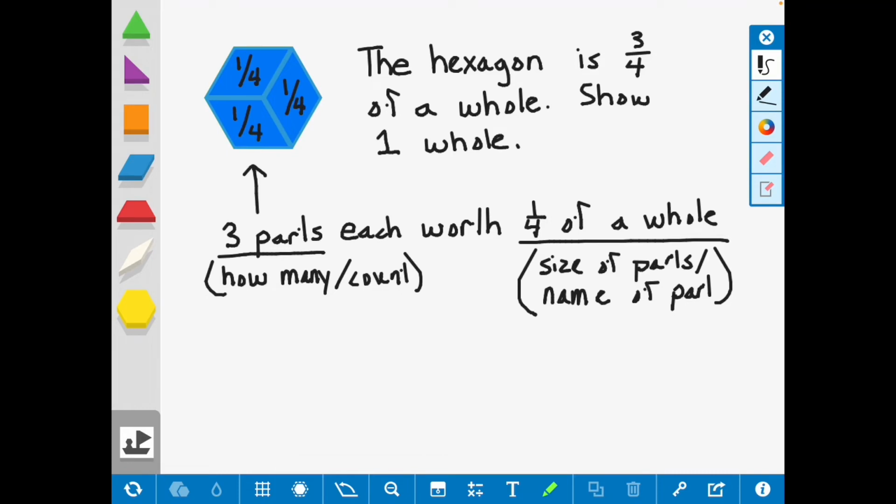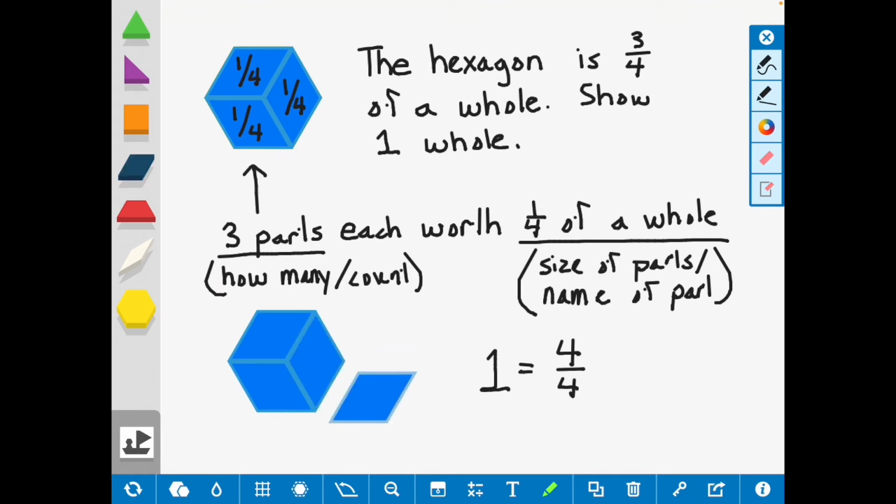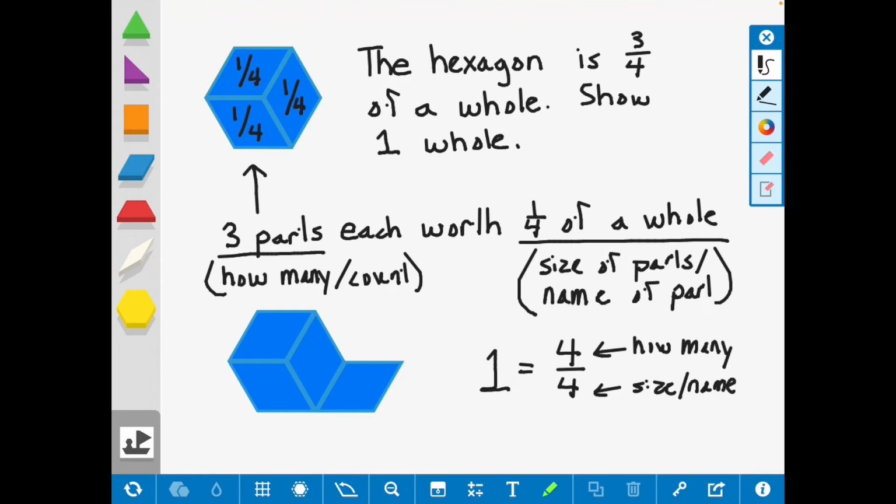To solve the problem and get the final answer, we need one whole. Well, we're going to write an equivalent fraction for 1. So 1 is otherwise known as 4/4. 4 parts, each worth 1/4 of a whole. So we need to have 4 blue rhombuses. Again, the numerator is how many, and the denominator is the size or the name right here. So we have 4 parts, and each of those are named 1/4 of a whole.